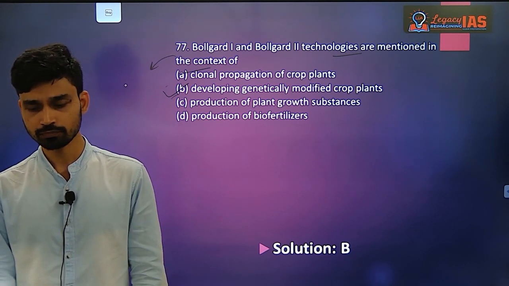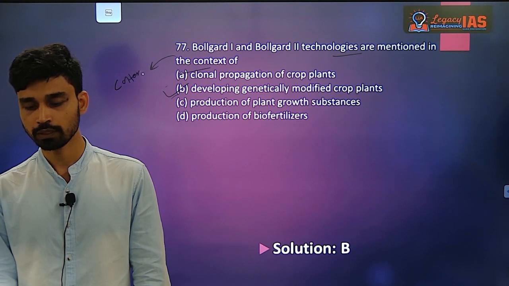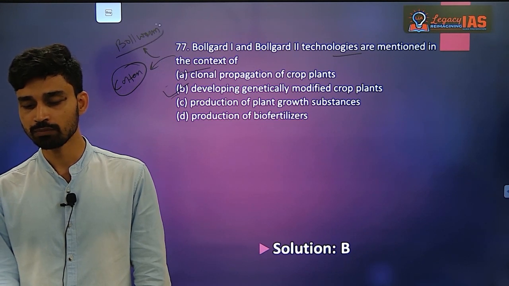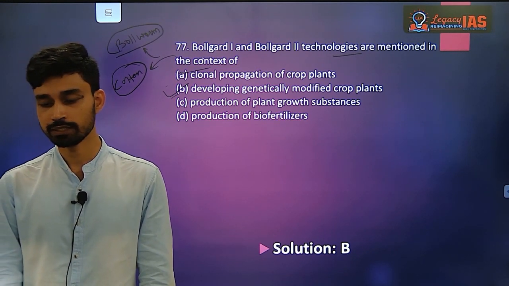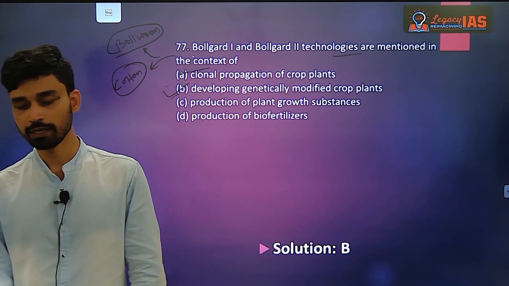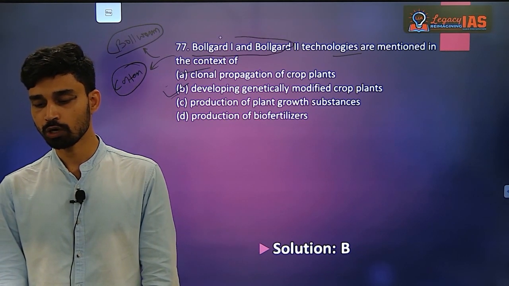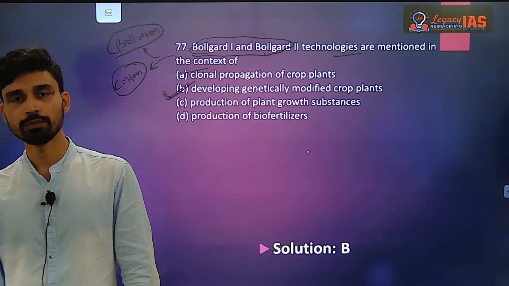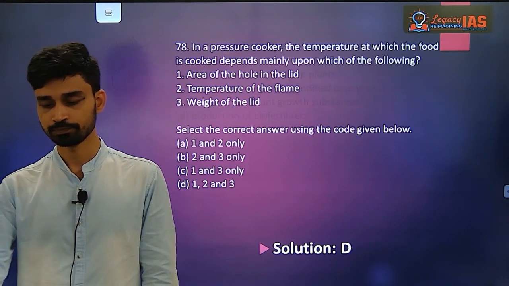engineered cotton, because cotton is prone to infestation by something that we call bollworm. So, to protect the cotton plants from bollworm, genetic engineering or genetic modification is done, and that is why Bollgard 1 and Bollgard 2 technologies are used. So, for this the correct option will be B, developing genetically modified crop plants.